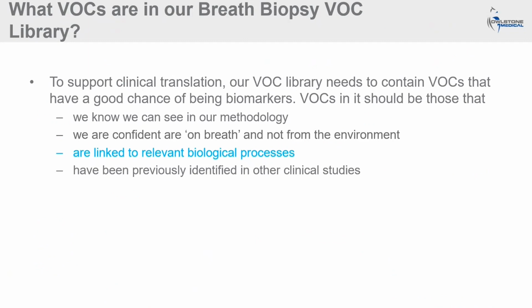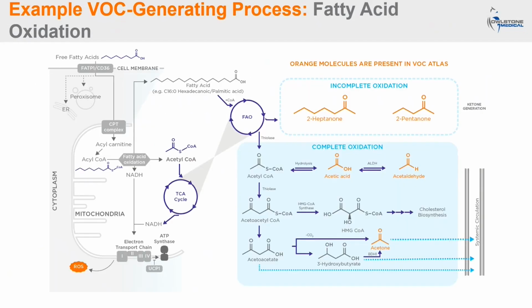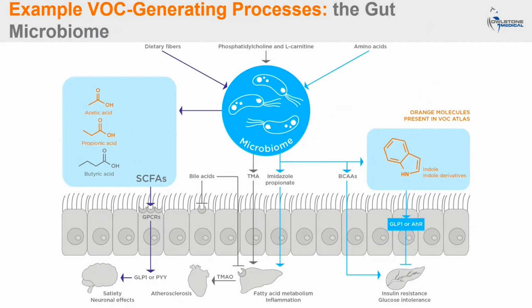The other aspect that's important when we consider which VOCs we put into this library is that we want to ensure that VOCs are put in that reflect relevant and interesting biological processes. So I'll talk through a few of the processes that we've looked at and thought through that could be generating VOCs related to relevant biology. Fatty acid oxidation, for example, produces a variety of different VOCs. And some of these are also reflected in our HRAM library. The gut microbiome, for sure, is going to produce a lot of VOCs that are then reflected in breath. And again, there are some compounds that we can see in that library that we have here as well.